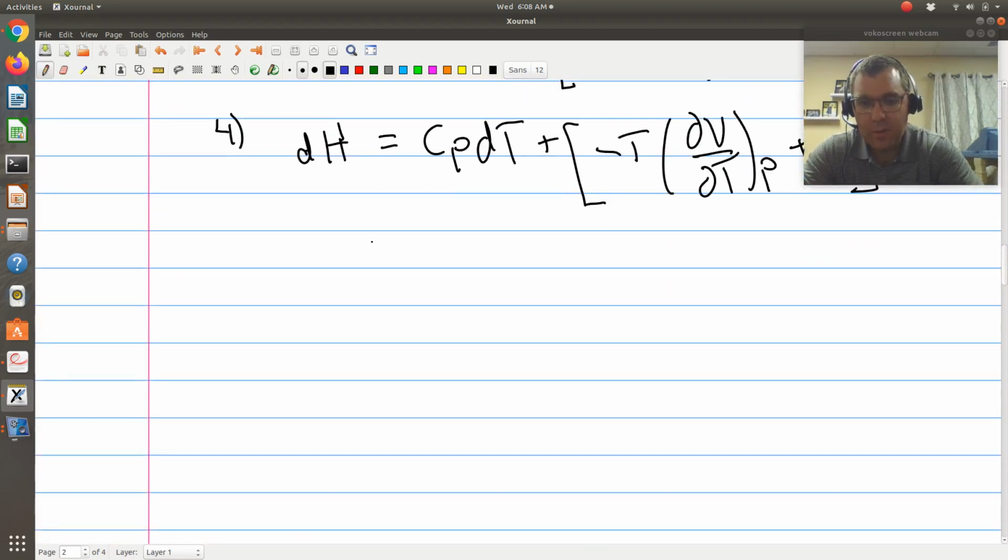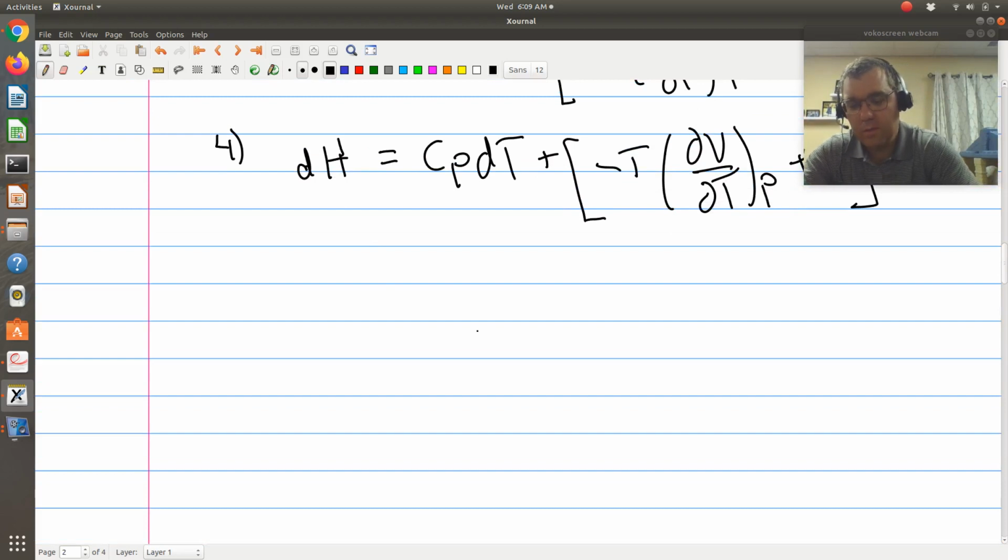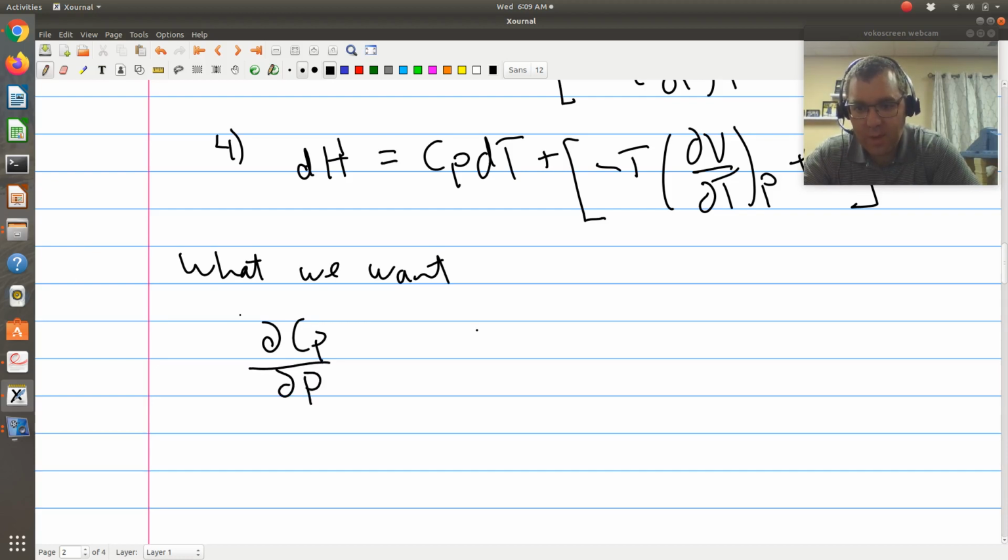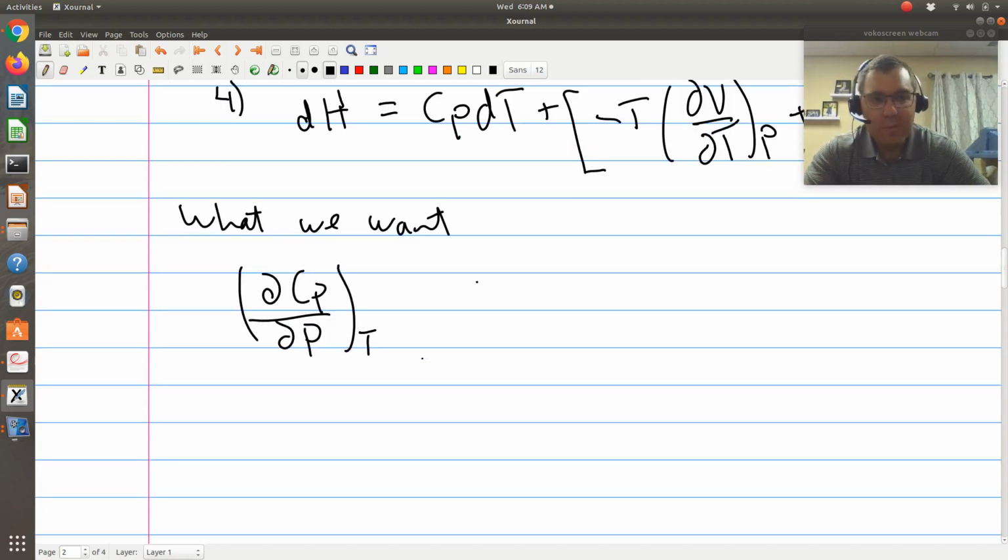So what we want to compute is partial Cp, partial P at constant T. We want to know how the constant pressure heat capacity Cp changes with respect to P. And again, as an aside, as we talked about in the last screencast, a common misconception I have with students is that it's the constant pressure heat capacity, so it should be independent of pressure. Okay, but remember that is not the case.